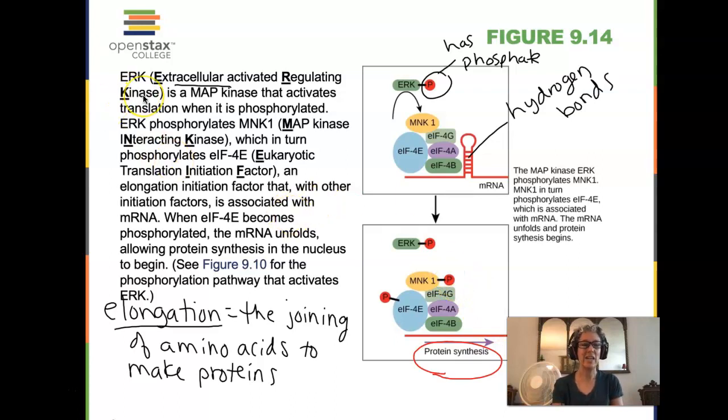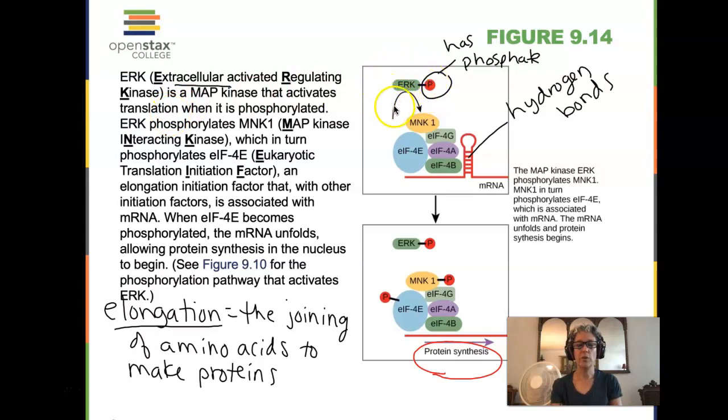A kinase is an enzyme that adds phosphates. A MAP kinase is a mitosis activating protein kinase. So a MAP kinase is going to also trigger cell division. So if this mitosis activating kinase, that is the specific extracellular regulating kinase, when it has a phosphate on it, it is going to activate, cause to happen, the translation.